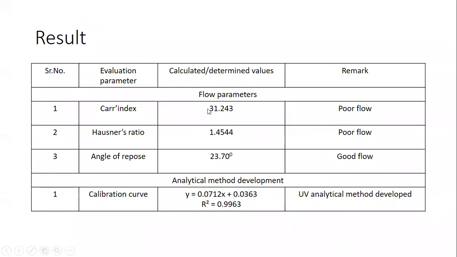Result: the parameters which are evaluated are Carr's index, Hausner's ratio, and angle of repose. These are the respective values of these parameters. Carr's index and Hausner's ratio represent poor flow, whereas angle of repose shows good flow. Then the analytical method is developed for paracetamol, and this is the calibration curve equation and the regression value. So the UV analytical method is developed.